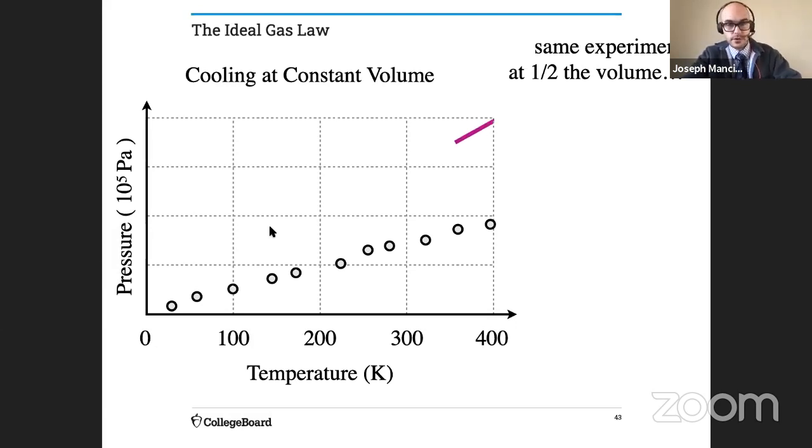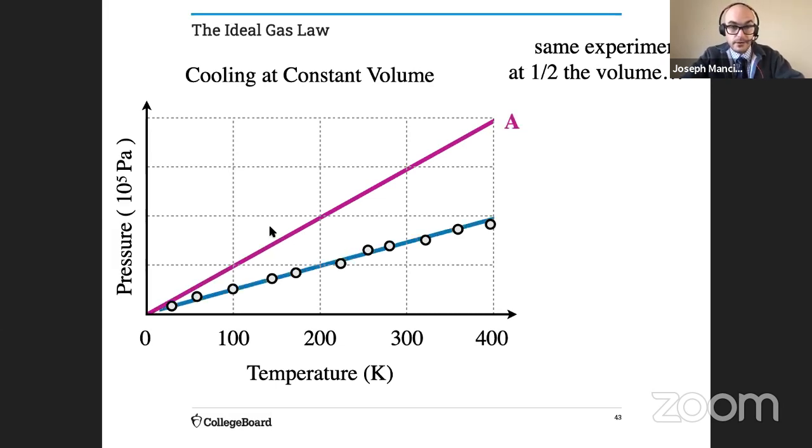Which of those curves would you graph? Would it be curve A? Would it be B? Or would it be C at half the volume? If this were done again at the same temperature with the same number of moles of gas, but instead this whole process occurred at half the volume, which of those relationships would it be?